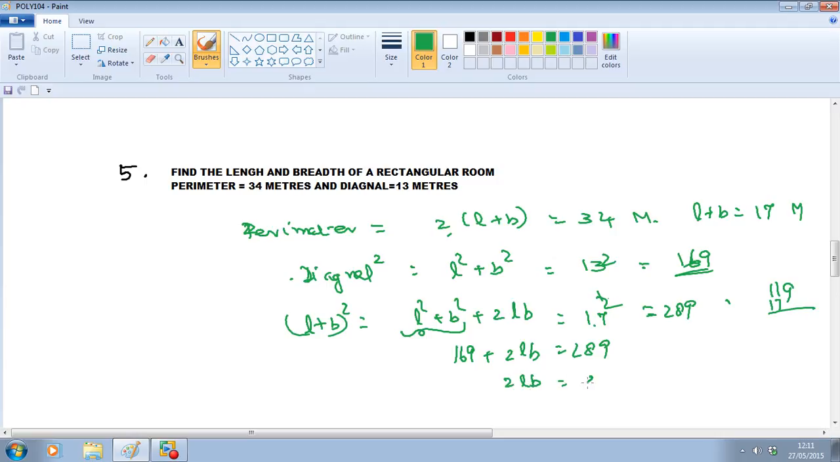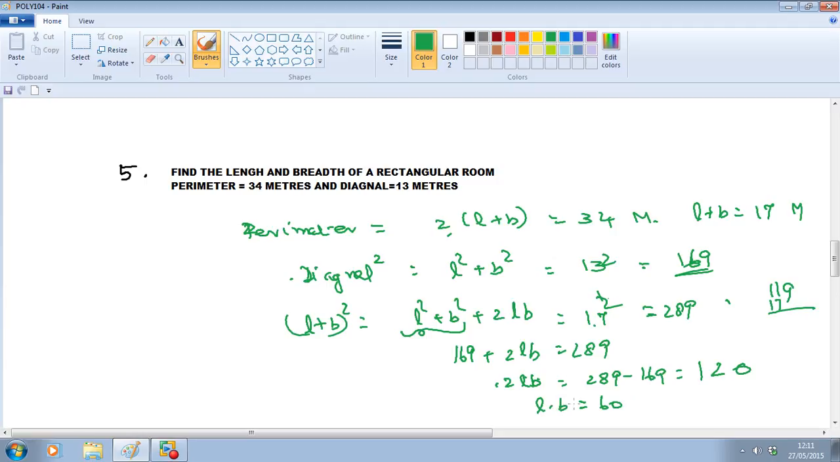2LB equal to 289 minus 169 is equal to 120. 2 L into B is equal to 120. So L into B is equal to, if we divide by 2, 60.